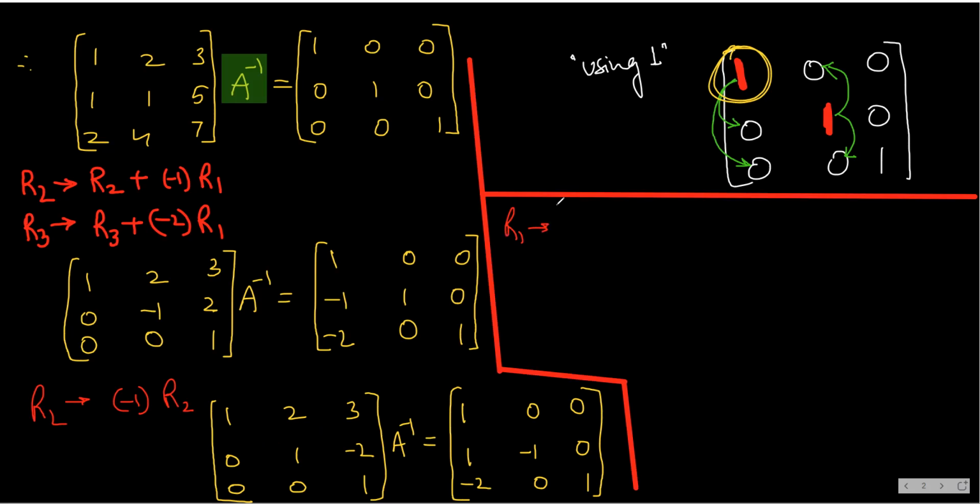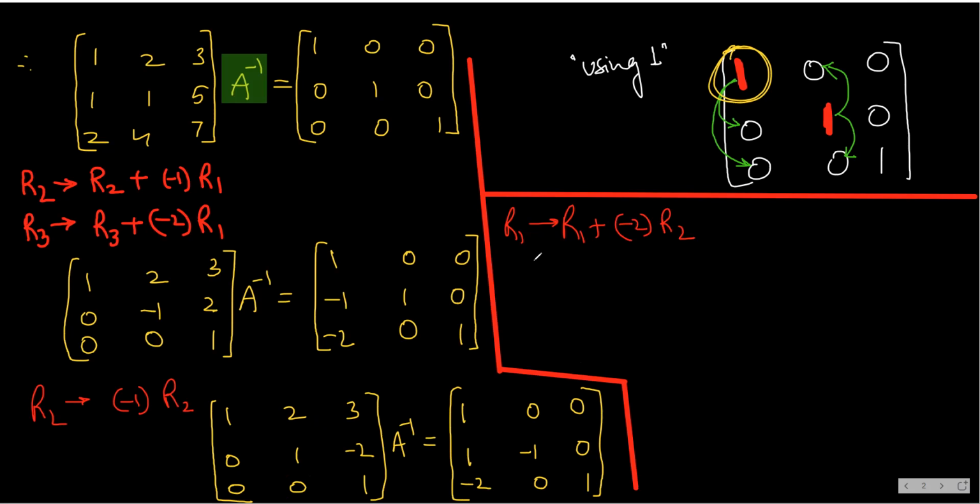R1 changes to, why R1? Because this is in R1. R1 changes to R1 plus, always R1 plus. To make this 0, I need minus 2 to be added. And how do I get minus 2? I will get minus 2 by this one. So I will write here, R1 changes to R1 plus minus 2 R2. And this is already 0, so nothing to be done.